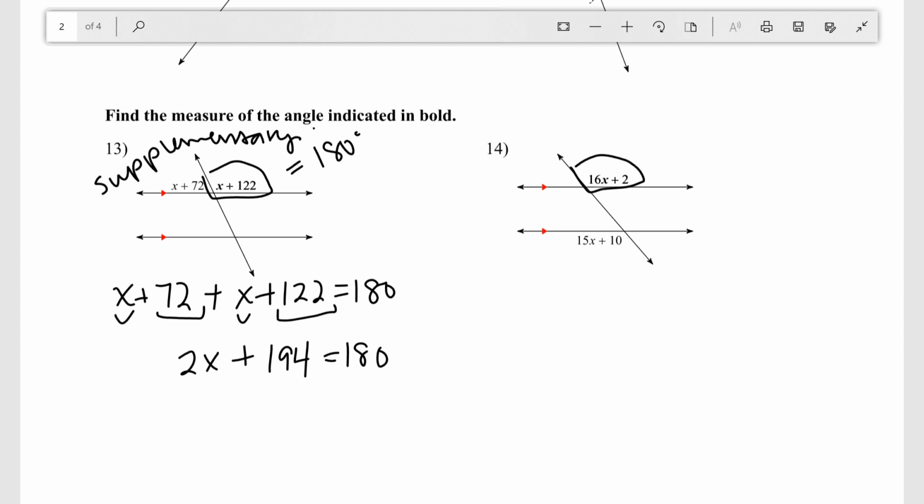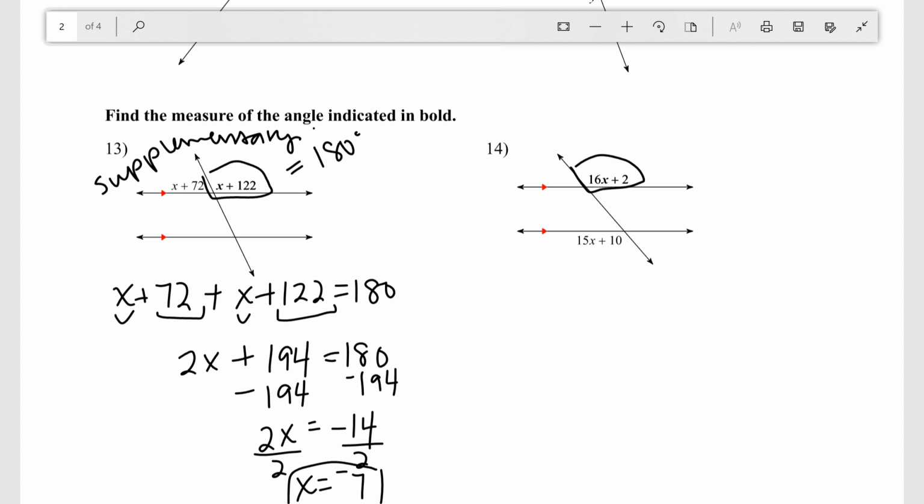Now solving for x, I need to isolate. So let me go ahead and move my 194 away from my x's. I'm getting 2x equals negative 14. And then going ahead and dividing by 2 to get x all by itself. So x is negative 7, okay?